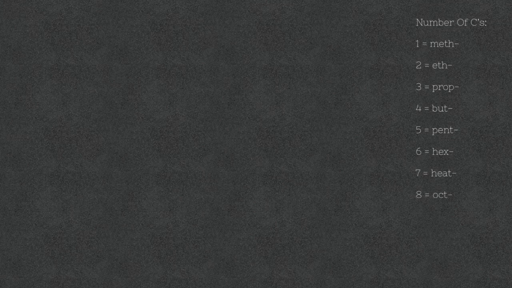This list on the right of the screen are the very basic prefixes that we use in organic chemistry to let us know how many carbons we have in a row. So we're just going to start out by drawing some simple alkanes. When I talk about simple, I'm going to talk about really simple. So the most basic organic compound that we can draw would be this one right here. We have a single carbon surrounded by 4 hydrogens.